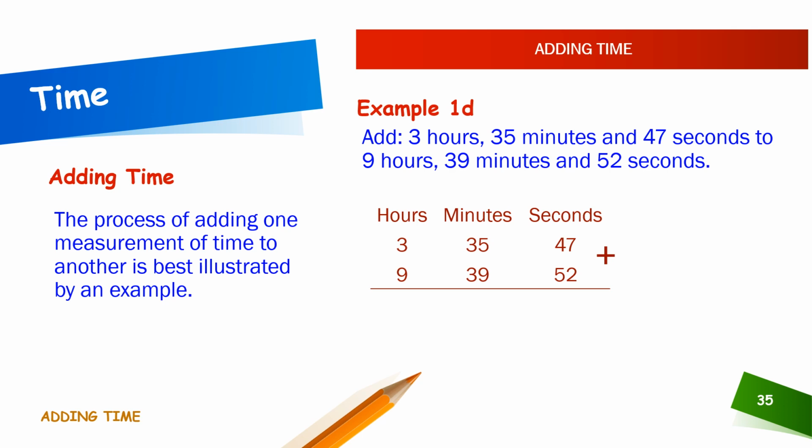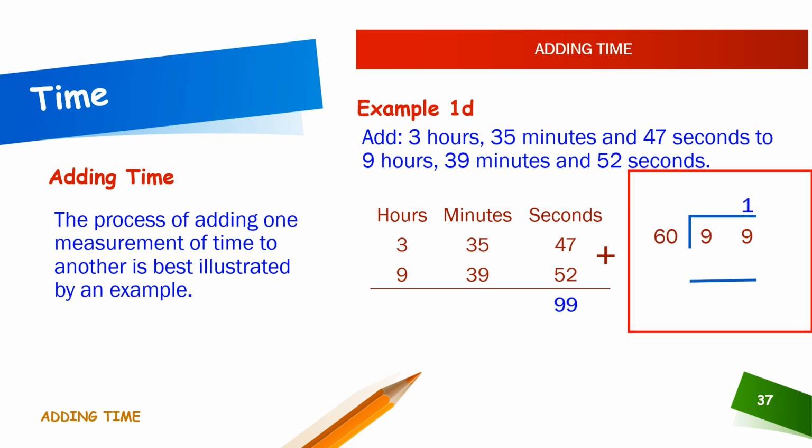So let's present it in our table first. Here are 3 hours, 35 minutes and 47 seconds, and here 9 hours, 39 minutes and 52 seconds. Again, we add the seconds first. 7 plus 2 is 9, and 4 plus 5 is 9. As this is greater than 60, in other words, this 99 is greater than 60, we need to convert to minutes and seconds.